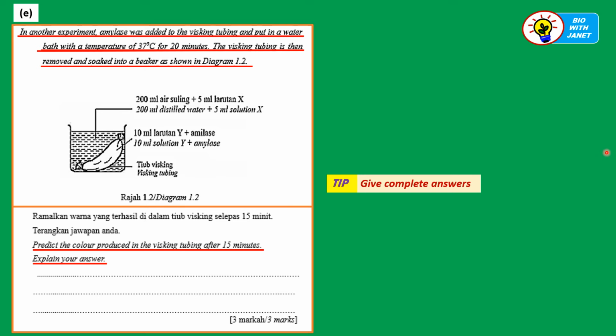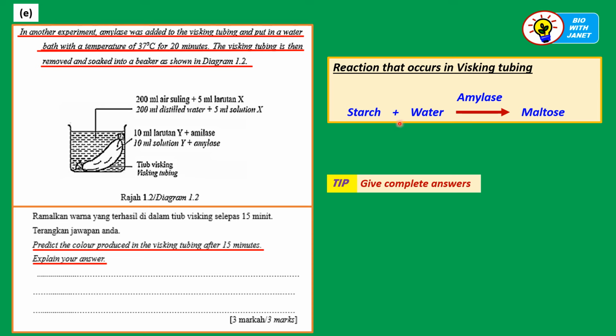Amylase is an enzyme, right? So what does it do when it is added to the Visking tubing and put in a water bath for 20 minutes? A reaction occurs between amylase and starch in the Visking tubing. You must know the reaction: starch plus water, with the action of amylase that hydrolyzes the starch, will form maltose in the end. So at the end of the 20 minutes, probably all the starch has been hydrolyzed to form maltose. Then there's no longer any starch in the Visking tubing.